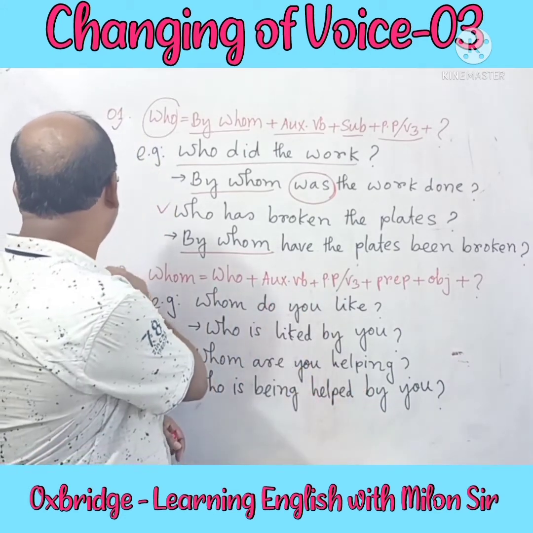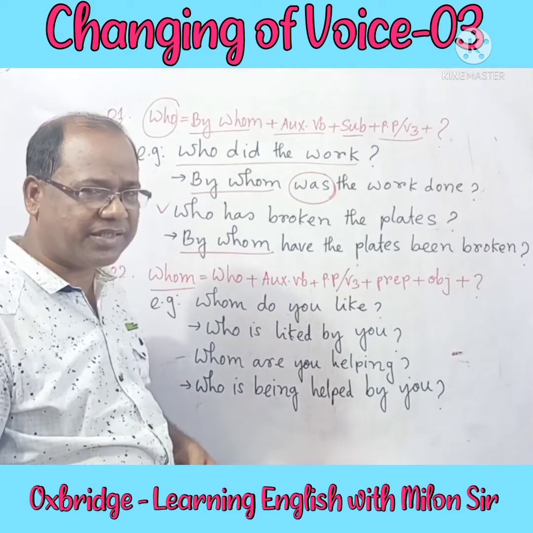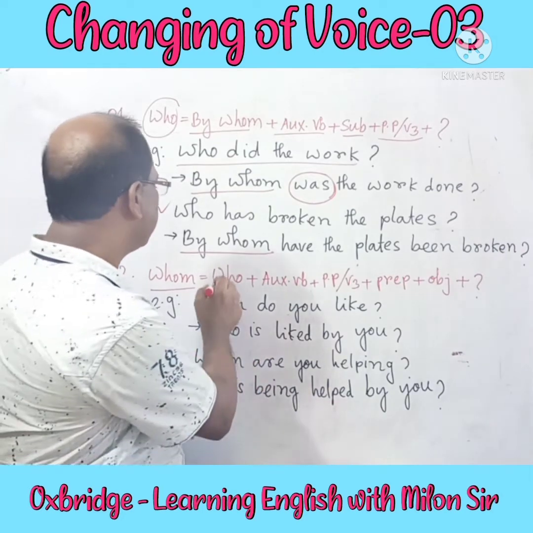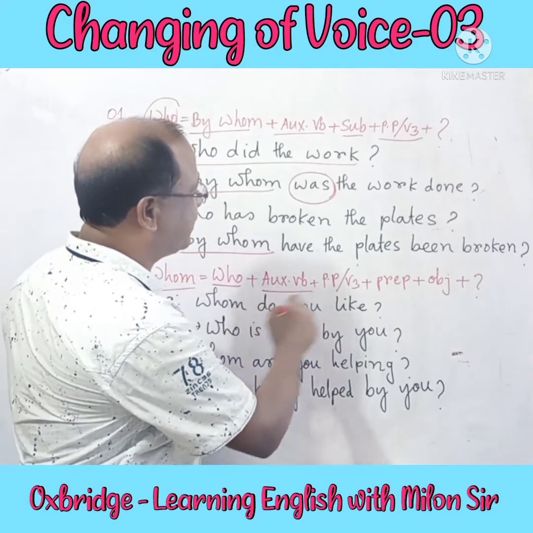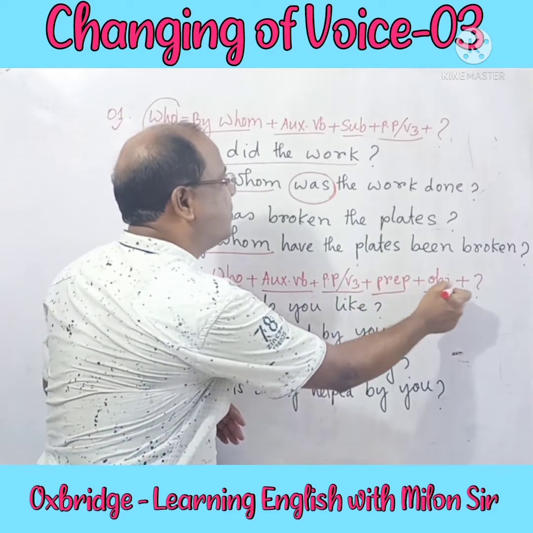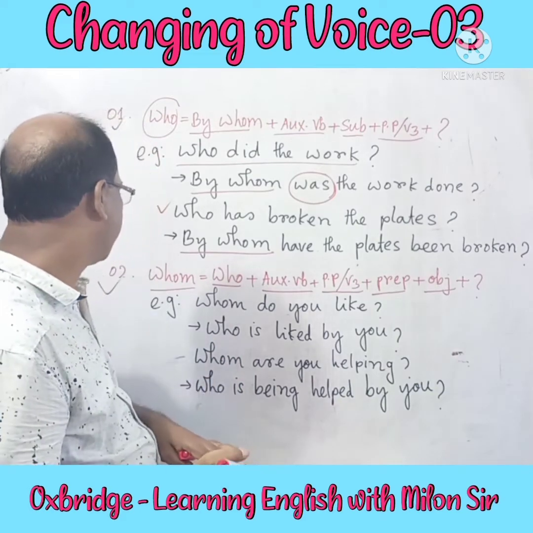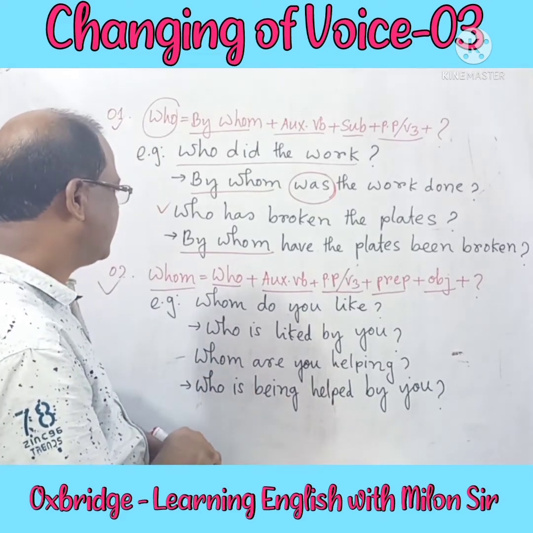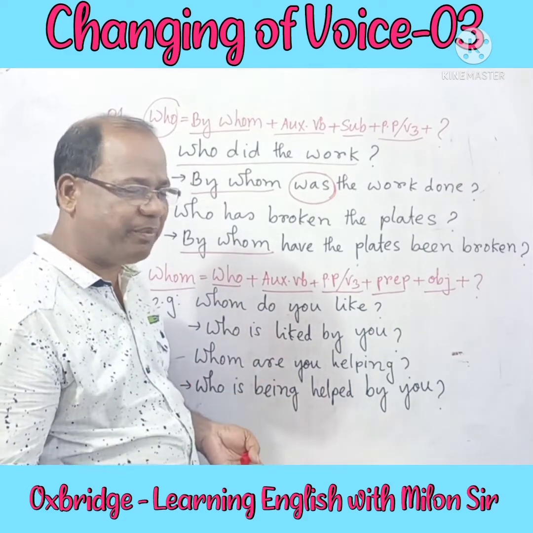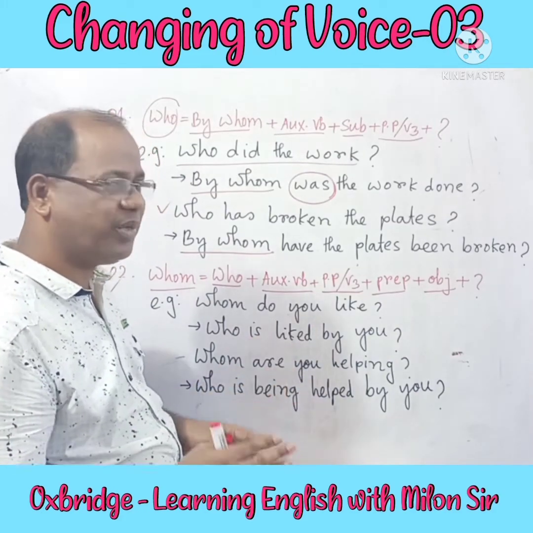The next one, here you can see, the relative pronoun whom. And the structure we can follow in this case is who, then auxiliary verb, then past participle form of verb, that is verb 3, then preposition, then object, then question mark.